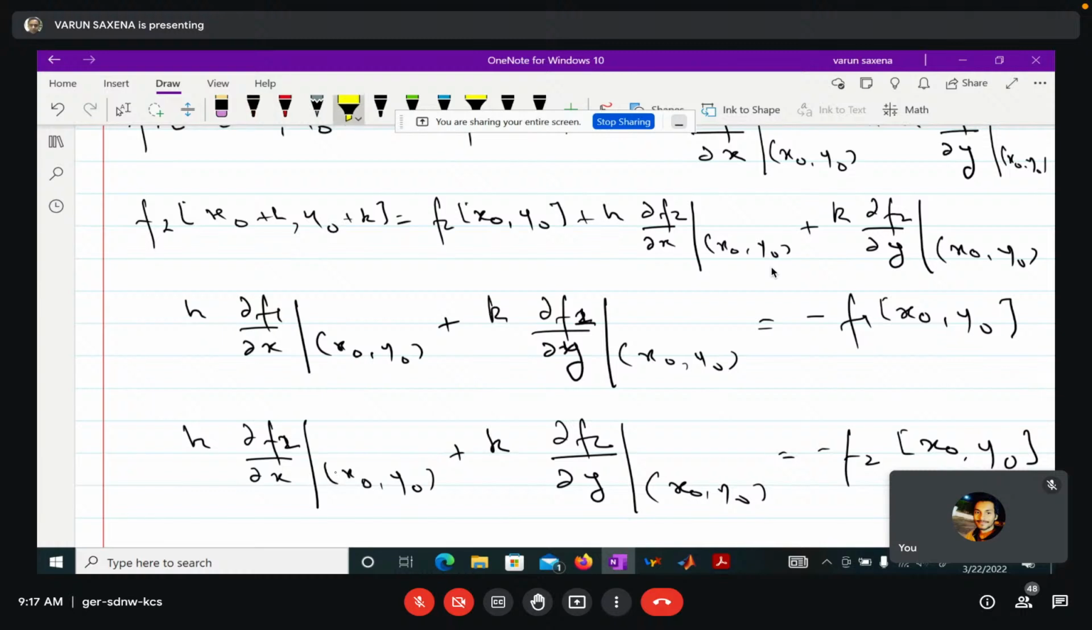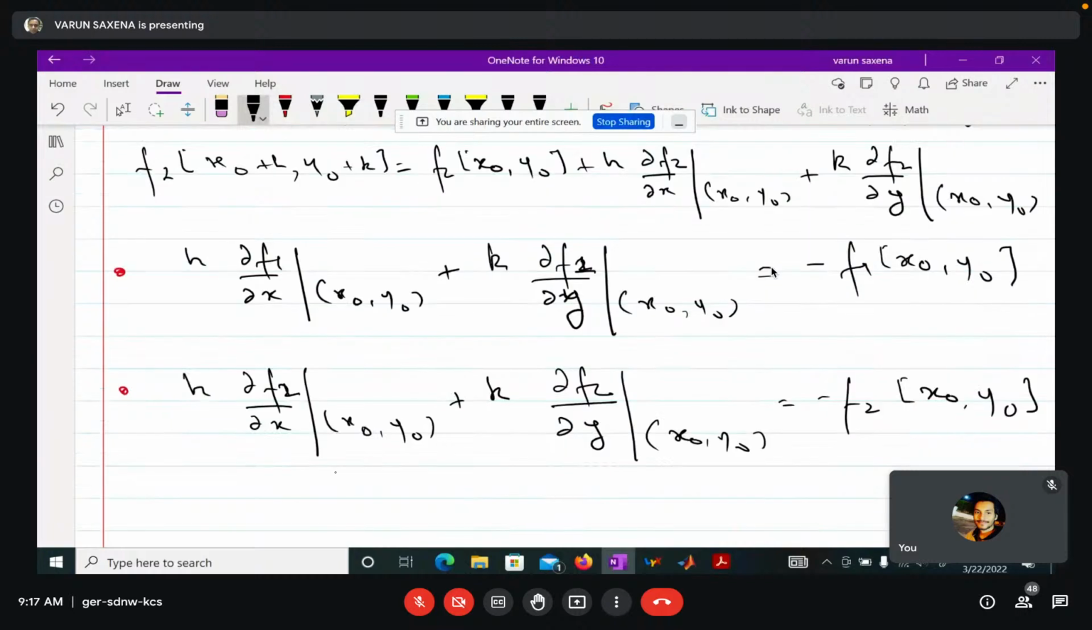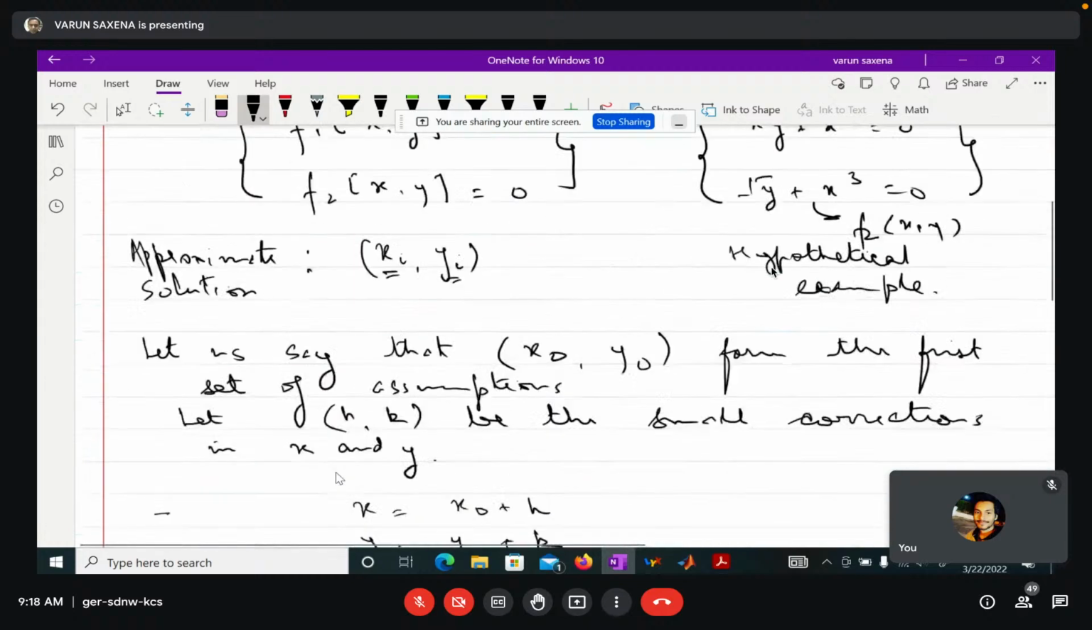So I get these two equations, first equation and second equation. Now the idea is to find the values of h and k, like in the one-dimensional method. The idea was to find h, right? Now you see that these are two equations. Now we know what is x naught, we know what is y naught, because these are initial assumptions. We know what is the form of f1 and f2. When I say form, I mean what is exactly the function.